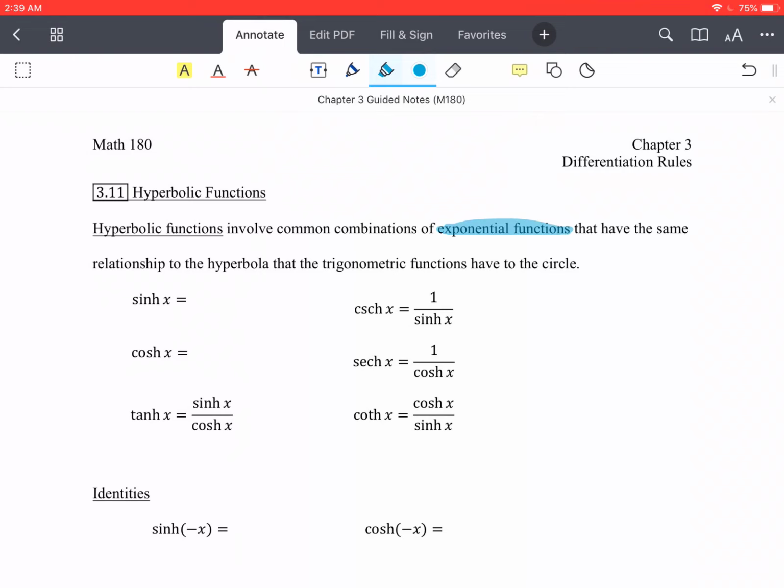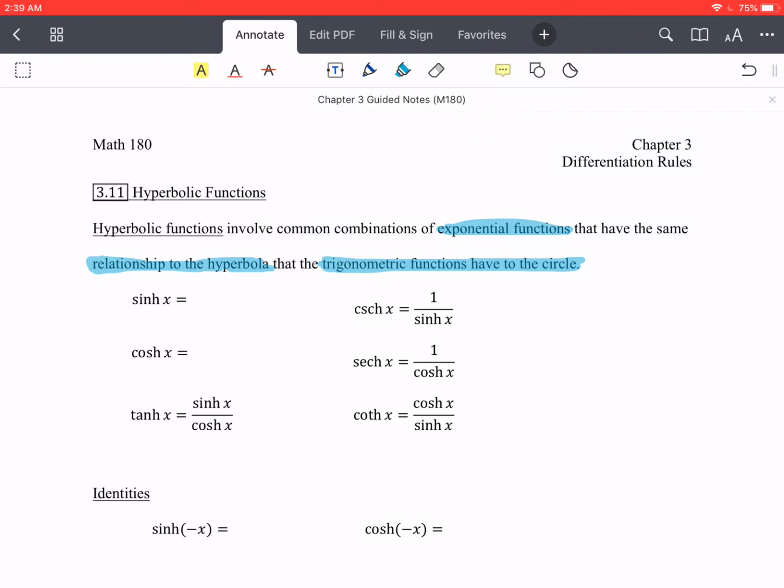The reason that we associate them with trig is because the relationship that they have to the hyperbola shape, that type of curve, is exactly the same type of relationship that the trig functions have to a circle. So the idea of sine and cosine giving us x values and y values in a circle. If you think about the unit circle, sine of an angle gives us a particular value on the unit circle. It's the same kind of thing with these hyperbolic functions on a hyperbola.